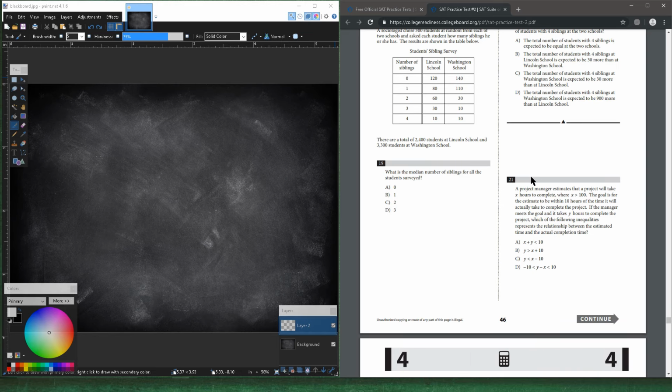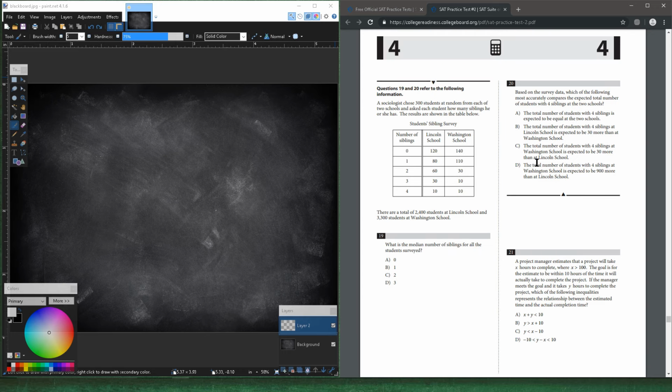21. A project manager estimates that a project would take X hours to complete, where X is greater than 100. Actually, I need to look through 20. It might be wrong.